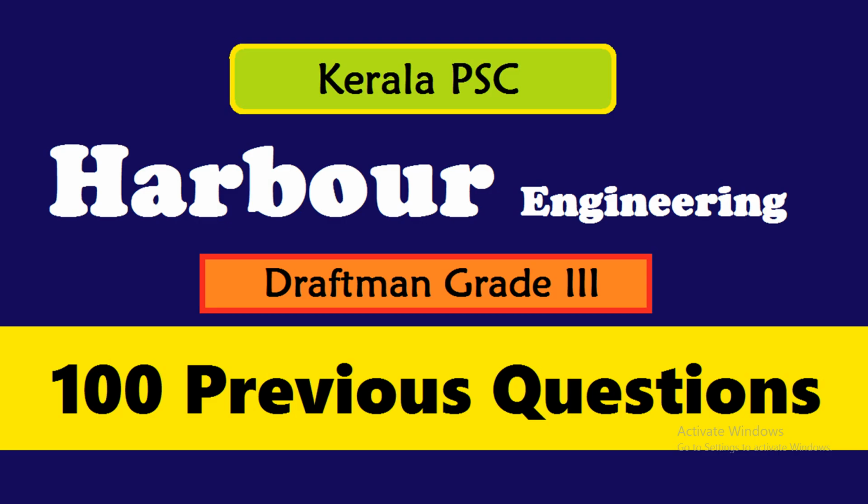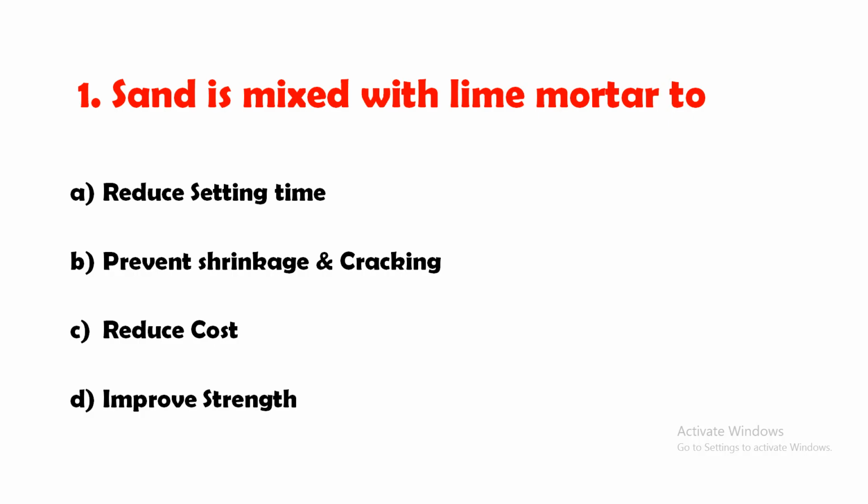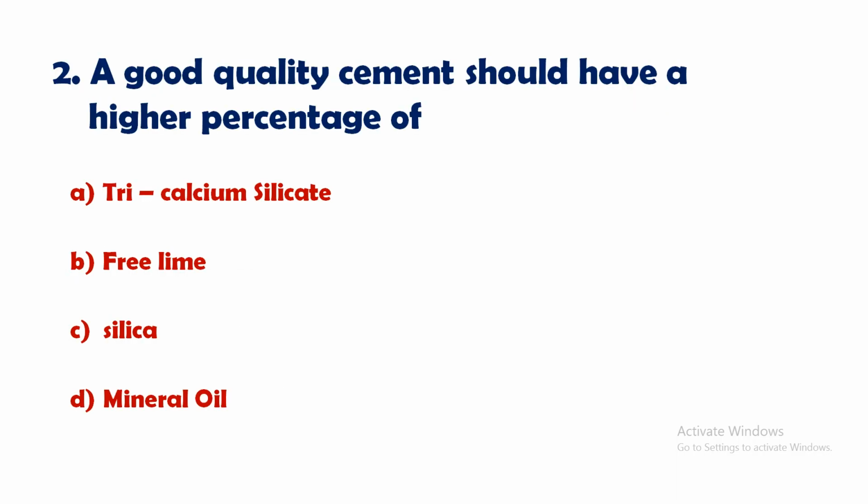So let's start with the first question. Sand is mixed with lime mortar to reduce setting time, prevent shrinkage and cracking, reduce cost, improve strength. The answer: sand is mixed with lime mortar to prevent shrinkage and cracking. A good quality cement should have a higher percentage of tricalcium silicate, free lime, silica, mineral oil. The answer is: a good quality cement should have a higher percentage of tricalcium silicate.